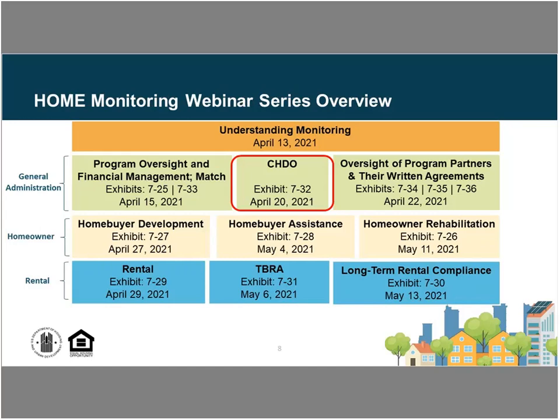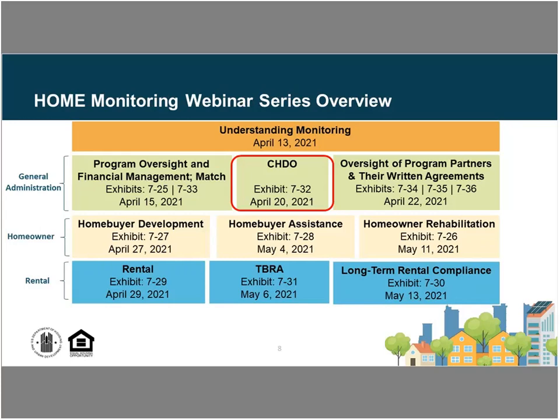So this is, as I said, the third in the series of 10 that we're going to be covering that's built around the CPD Monitoring Handbook, chapter 7 of it that was rewritten in 2019 to update the monitoring as a result of the 2013 rule changes and subsequent rule changes. And so we're working through all the exhibits with you.